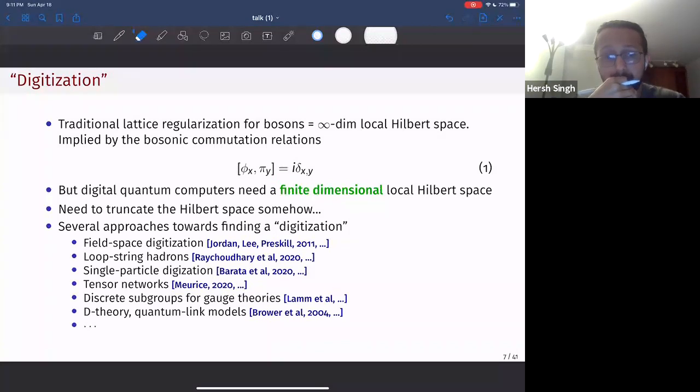There are a lot of different approaches that people have followed, and they all have to do with what kind of symmetries you preserve, what space you do this truncation in, and how you get back the original thing, and so on, right? So this literature is just enormous. It's growing very fast. There's just a lot of work happening in this area.